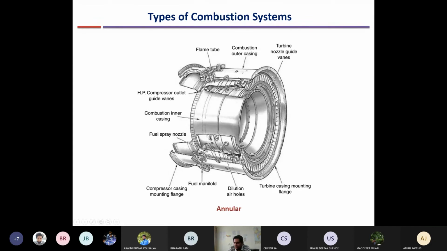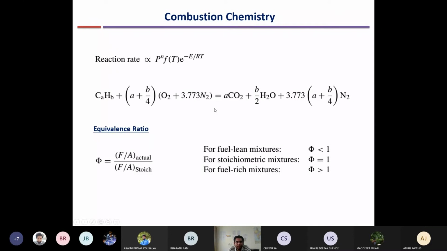So the turbine should face a uniform flame temperature. As a requirement, the combustion chamber should also have uniform temperature around its periphery. So that designing also needs to be carefully done by way of fuel injectors and how the air is spread. And we have seen how to calculate the fuel air ratio.